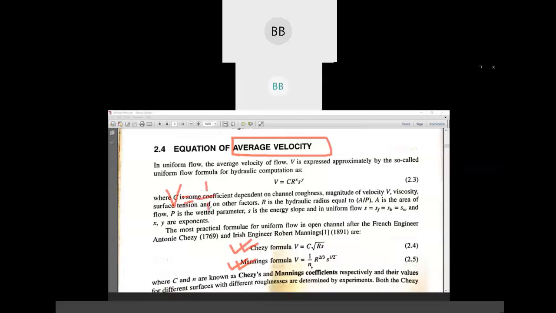That is 1 by n, where n is nothing but the roughness coefficient, R to the power 2 by 3, S_B to the power half. S_B is nothing but the bed slope. R is the hydraulic radius, that is area by wetted perimeter. And n is the roughness coefficient.